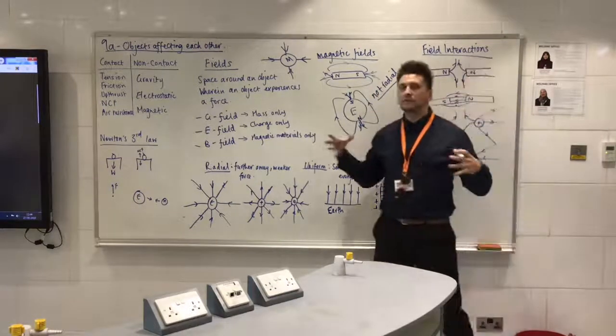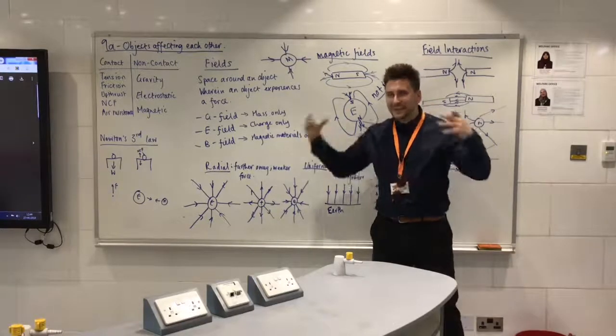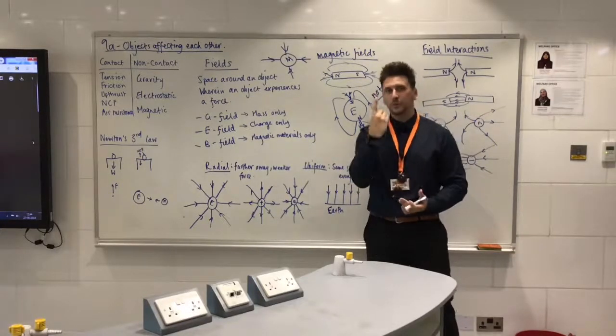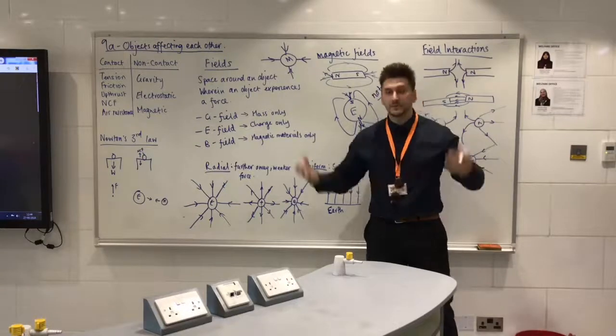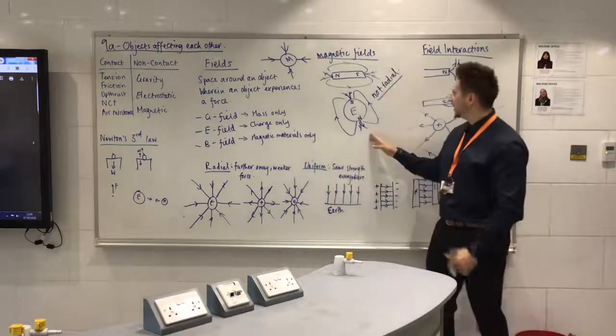So you can't have a radial magnetic field because they have to leave and come back. There is not just one pole on the magnet, there's two, so it comes out and it goes back in. So no radial field in that case.